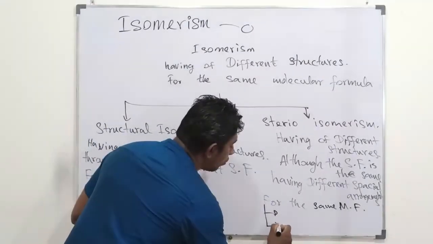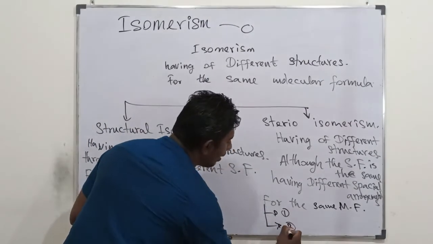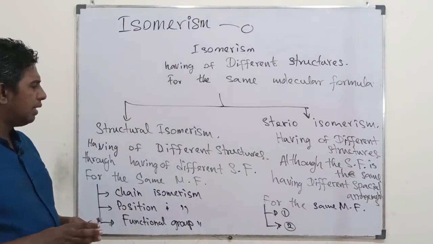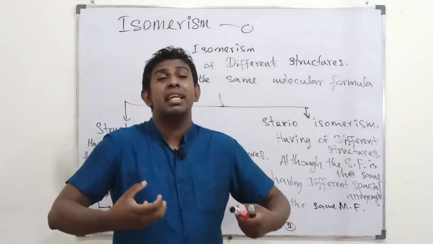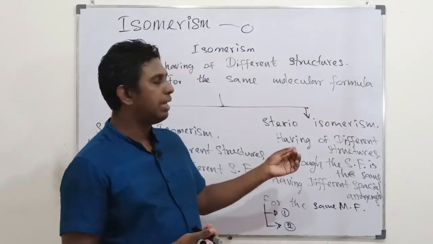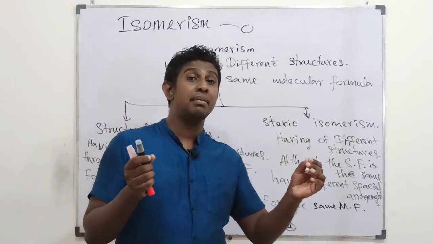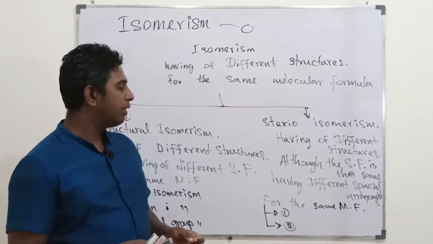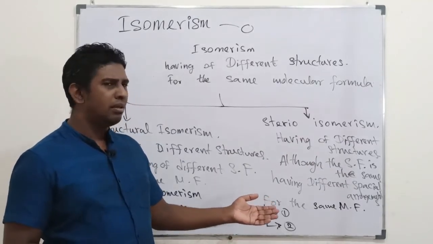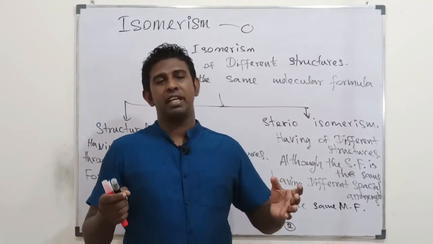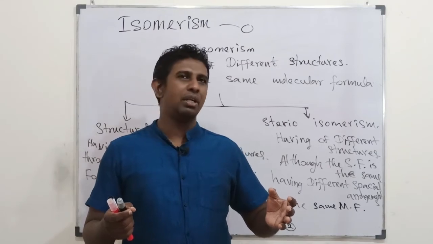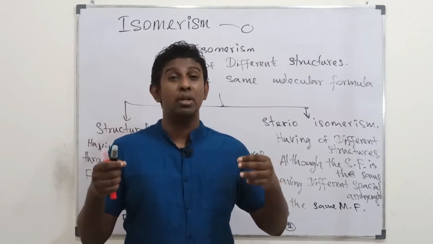Actually, there are two categories. The first type is called geometrical isomerism. They have the same molecular formula as well as the same structural formula, but they are geometrically different. We are going to talk about these in more detail.